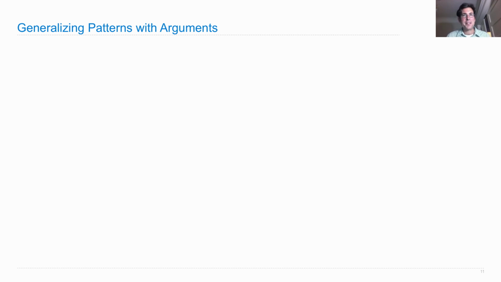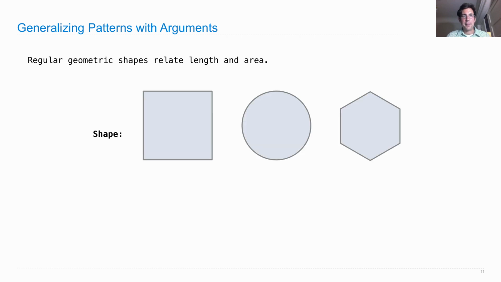So, as just a general example, let's look at how we compute the area of geometric shapes based on their length. So here are three shapes: square, circle, hexagon. And the relevant length for each is the side length for the square, the radius for the circle, and the side length for the hexagon. And the area of each of these can be expressed simply as r squared, pi r squared, and 3 square root of 3 over 2 r squared.